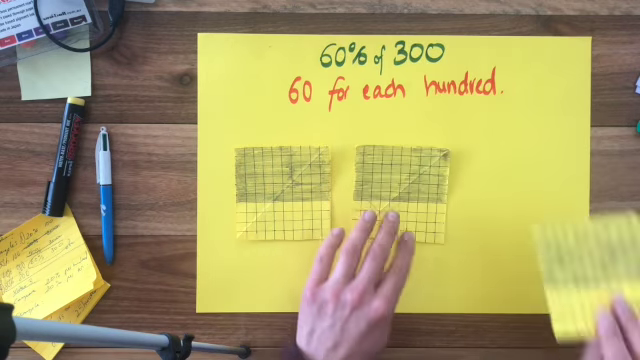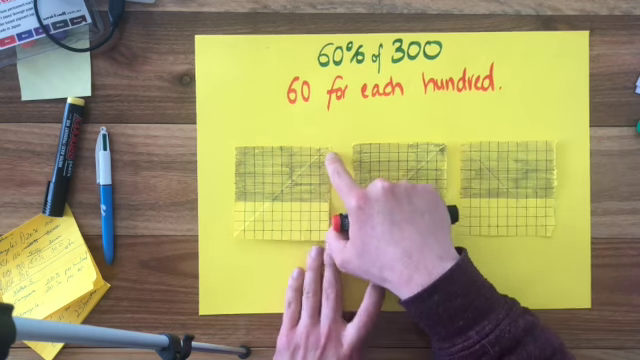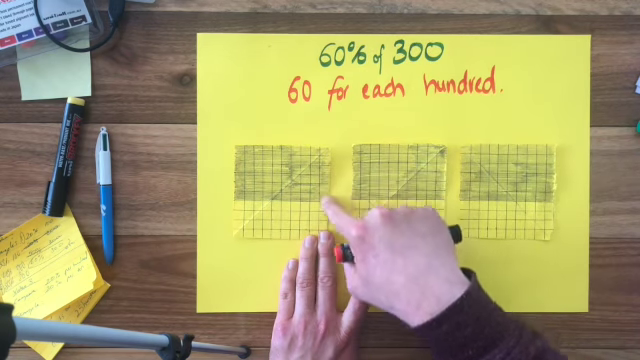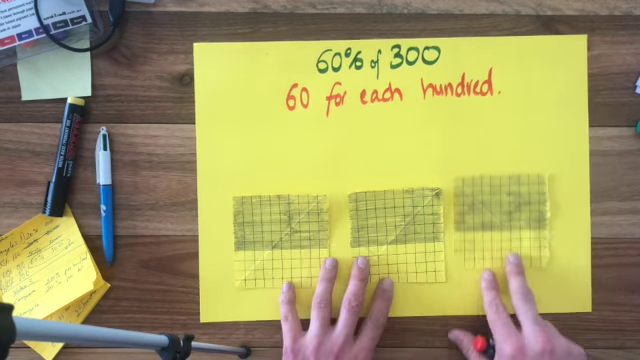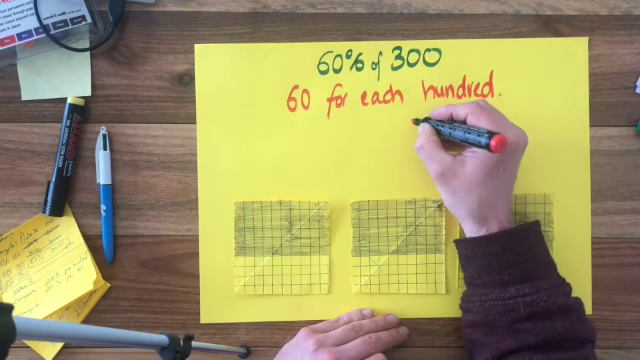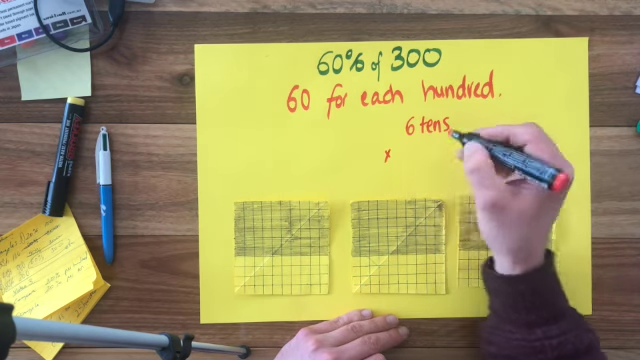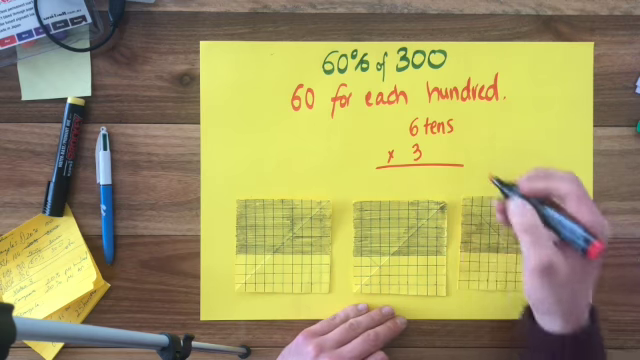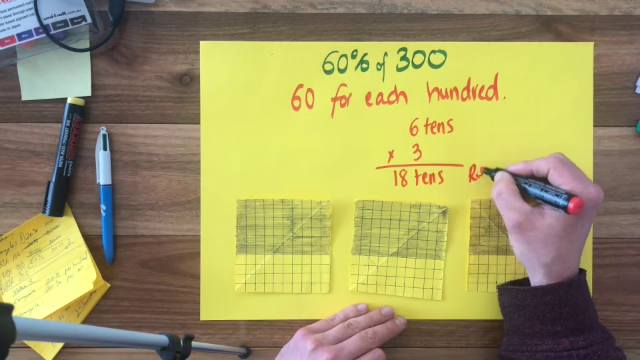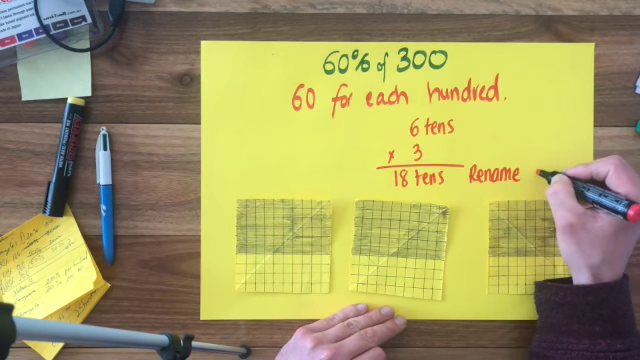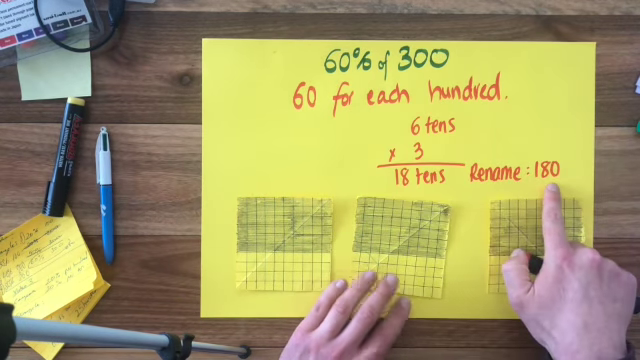All right. So 100, 200, 300. And if it's 60 for each 100, I've got 60 shaded in here. 10, 20, 30, 40, 50, 60. They are all the same. So what we need to do is use our multiplication. We have 6 tens or 60 shaded in times by 3 because there are 3 hundreds. That means 18 tens renamed 180. So 60% of 300 is 180.